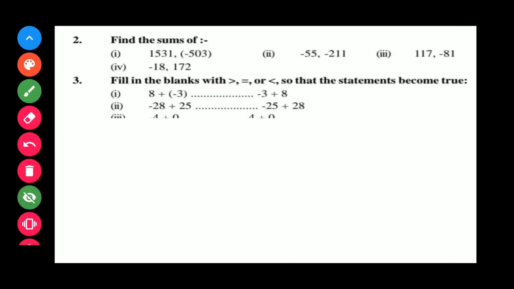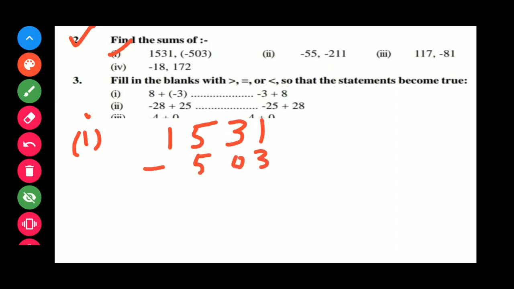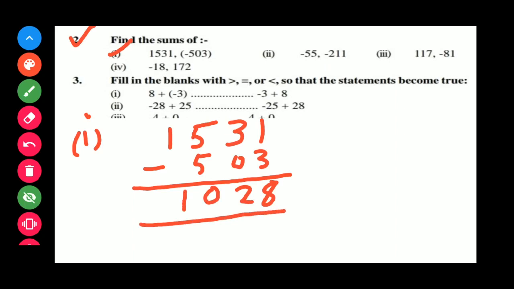Come to the question number 2. Find the sum. This one is find the sum. So first of all you can write like this first question. So 1, 5, 3, 1 and minus, that is 5, 0, 3. So 1 carry taken from the left hand side, so it becomes 11. 11 minus 3, that is 8. And here is 2. 5 minus 0, that is 0, and 1 is as it is. So that is your answer.